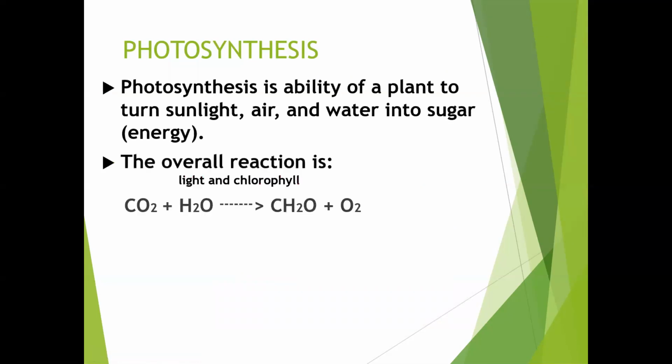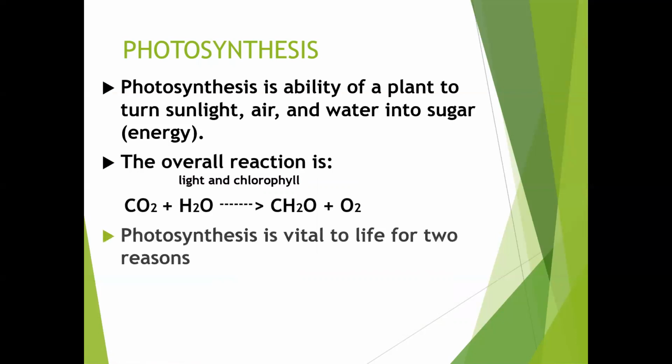It's very important that you know the overall reaction for photosynthesis and what we need. We start off with carbon dioxide from the air. We also need water, which the plant will take up through the roots from the ground. And then we'll have light, which is energy, and also chlorophyll. Chlorophyll is very important. And we'll come up with two products, which are going to be a sugar and oxygen.